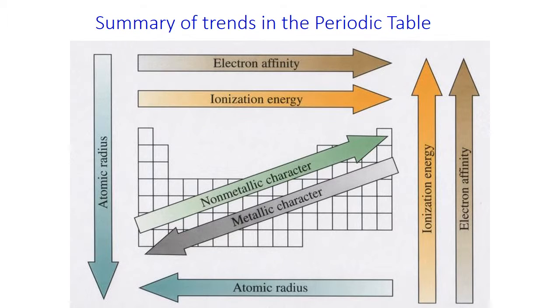So these are basically the summary of the trends. Okay, so as you go down, the atomic radius increases. As you go across, the electron affinity and ionization increases. As you go up a group, the ionization energy increases, the electron affinity increases. And as you go across, back the other way, across the period, atomic radius is going to decrease. And as you go towards group 7, group 8, you've got more non-metallic character. Going the other way, it's more metallic. So that kind of summarizes all the different properties and trends in the periodic table.